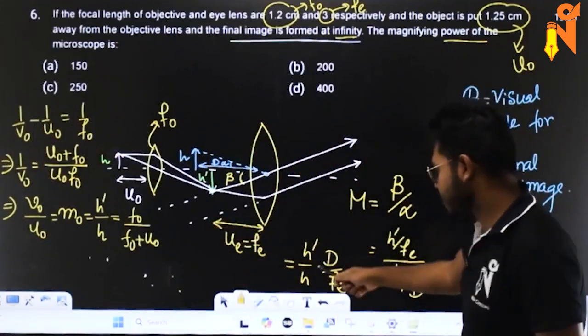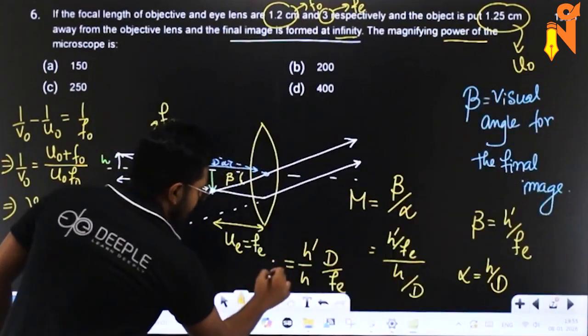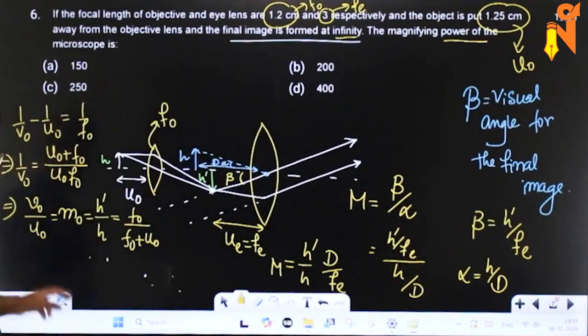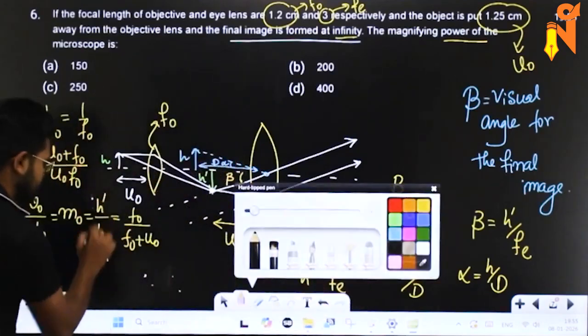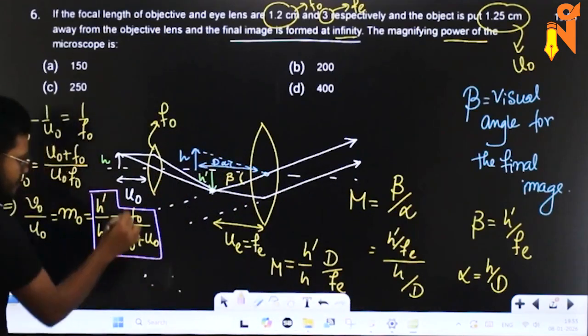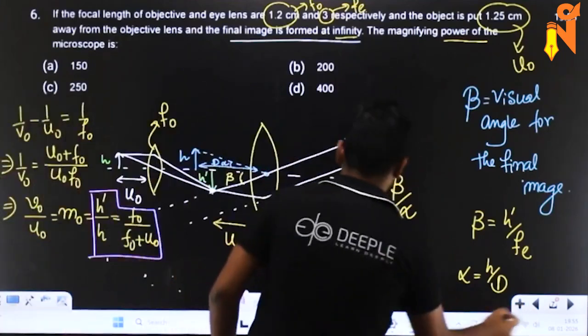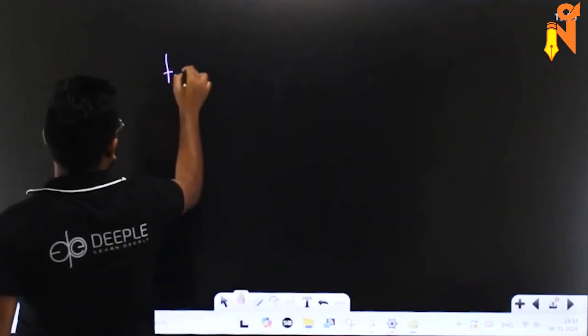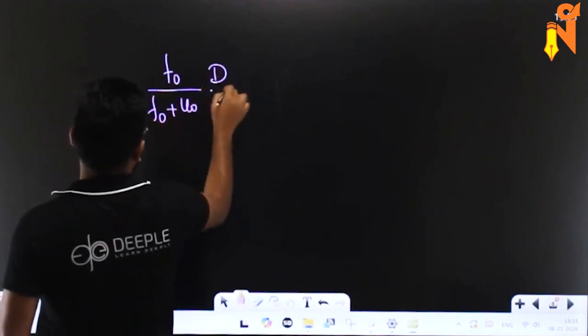Now if I do the same thing here also, so what do I get? This is the magnification factor M, okay? So M will be h dash by h, so basically this thing I am going to use: FO by FO plus UO and D by FE.